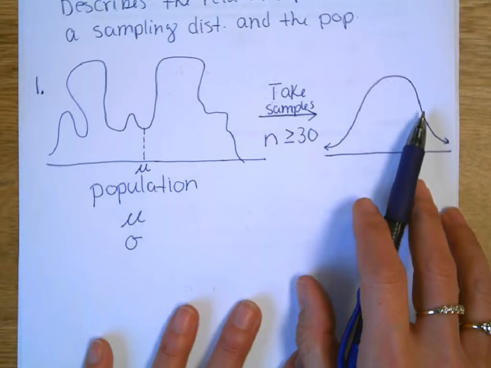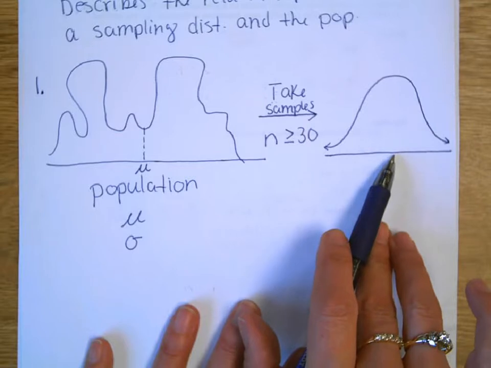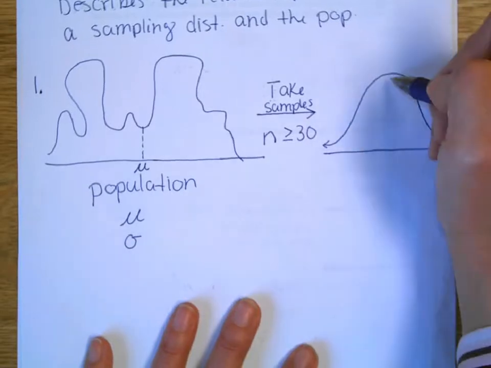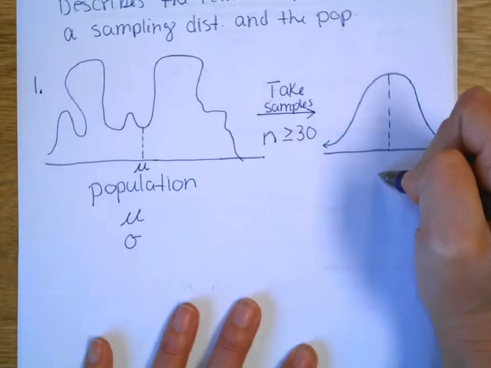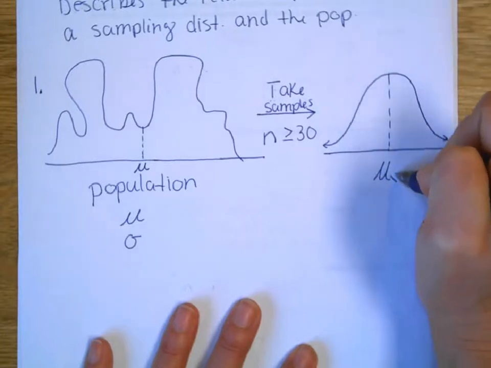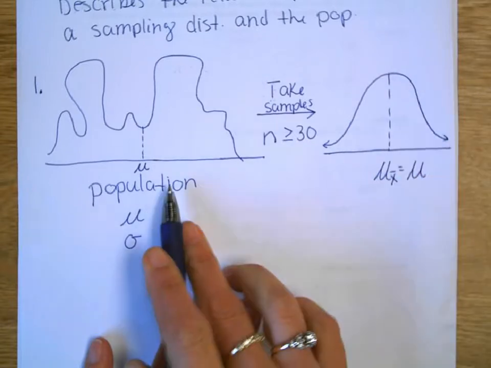And what do you think is going to be the relationship between the mean of the population and the mean over here? They're going to be the same. So the mean here will equal the mean of the population.